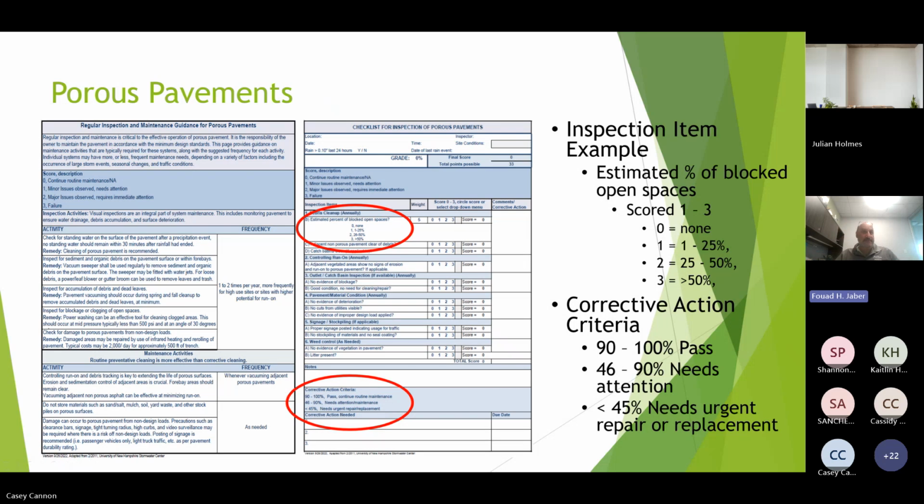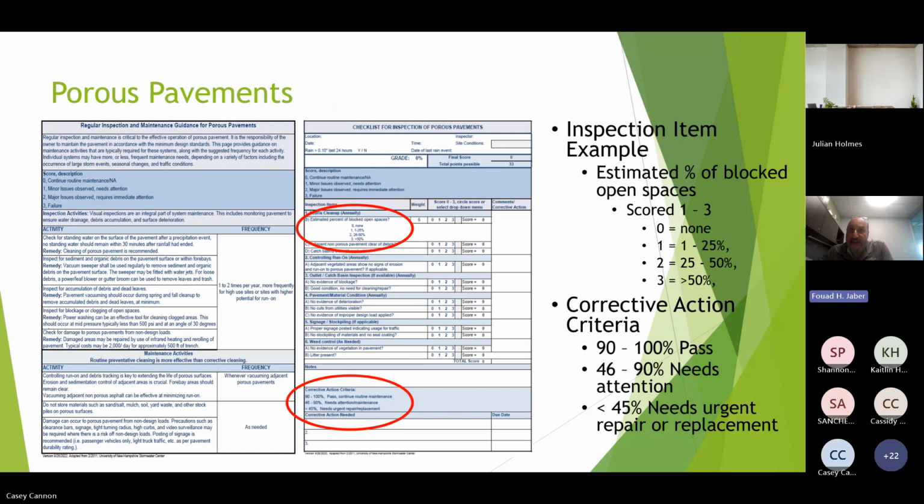So we did the same work for porous pavement, mainly because porous pavement and bioretention/rain gardens were the main practices available in the city of Denton. And you can see here that the main difference is, of course, the type of things you want to inspect in rain gardens versus porous pavement.